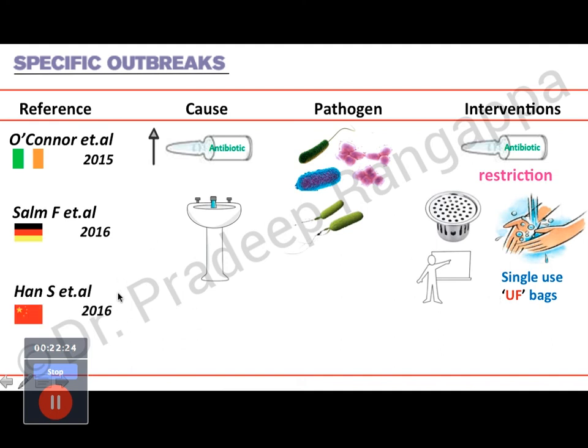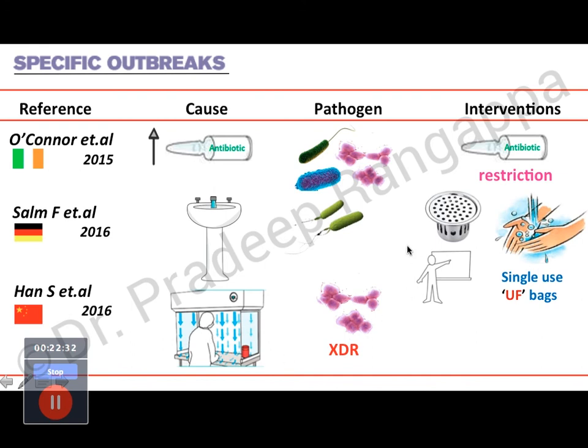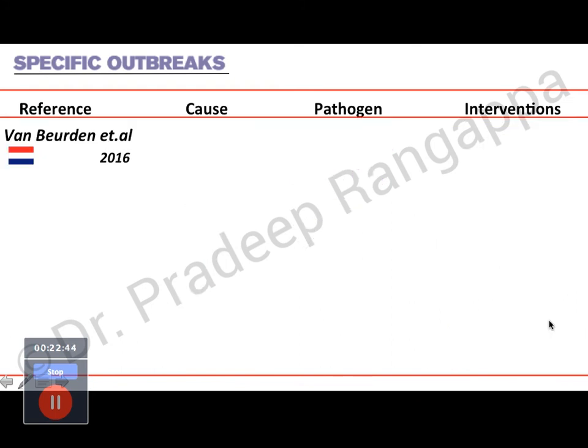Han et al., Chinese, in 2016. The cause was laminar flow units between the ICUs which were contaminated. The organism involved was extensively drug resistant Acinetobacter. So the interventions they did were surface cleaning or environmental decontamination and emphasizing infection control measures.